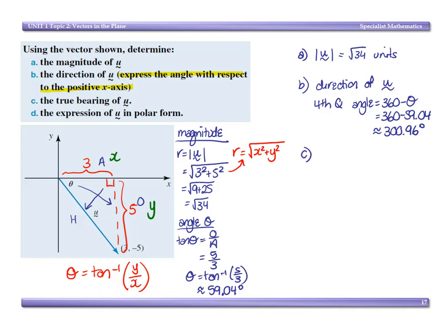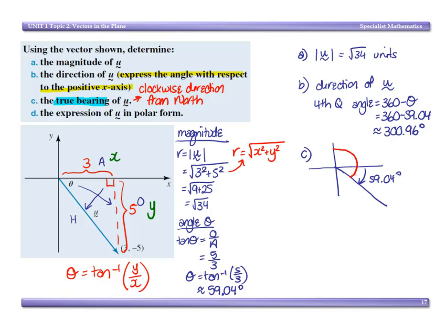Part C, the true bearing. Now hopefully you remember your bearings, but if not, true bearing is in a clockwise direction from north. Okay, so that's our true bearing. So when we think about this question, we have that this angle here is 59.04 degrees. Our true bearing is that angle there. So our bearing is going to be 90 plus 59.04 degrees, which is approximately 149.04 degrees true.